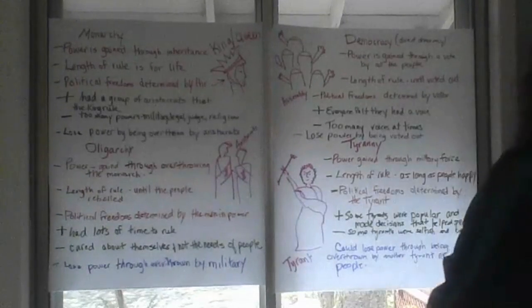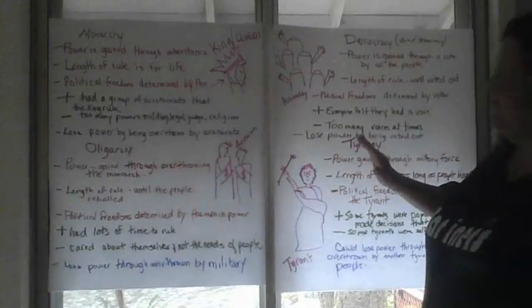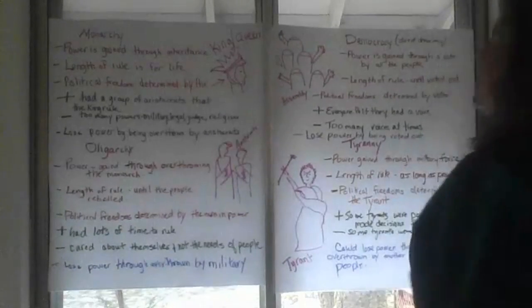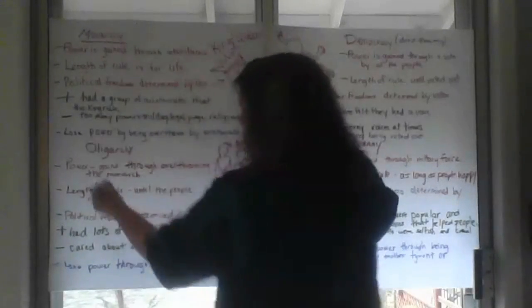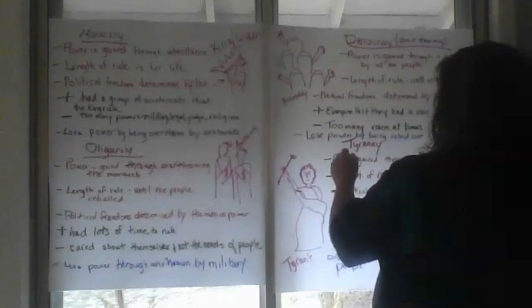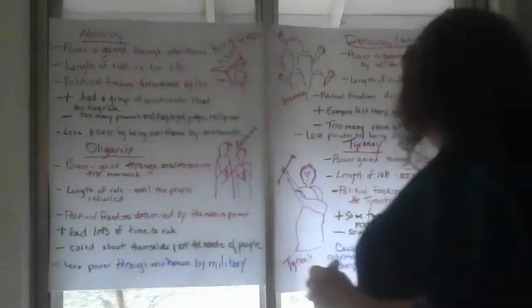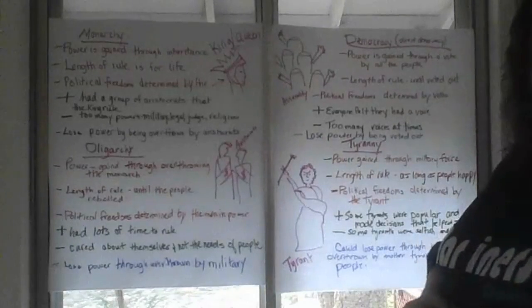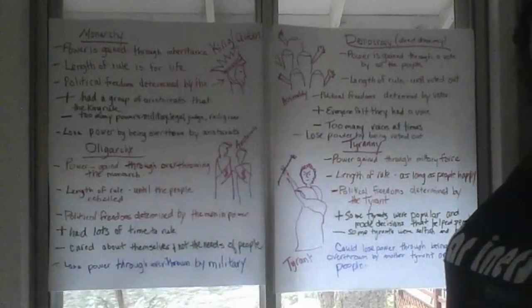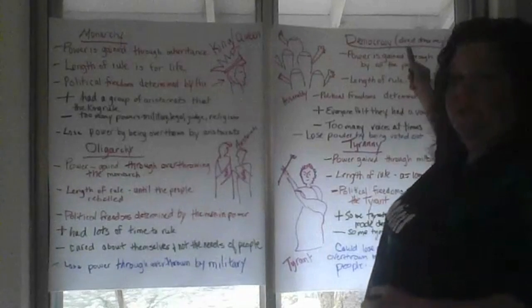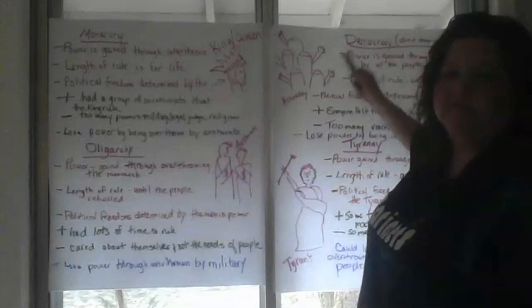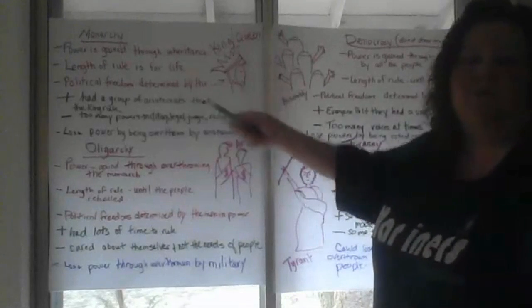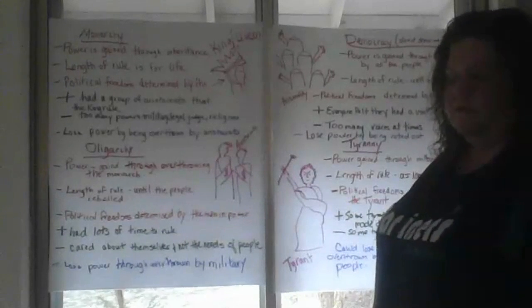All right, so we have four types of government. Say them with me. Monarchy, oligarchy, democracy, tyranny. We're going to talk a little bit more about democracy and how it relates to our government. Whereas they had direct democracy, we have representative democracy, where we vote for representatives to go and vote for us. So that's one of the differences.